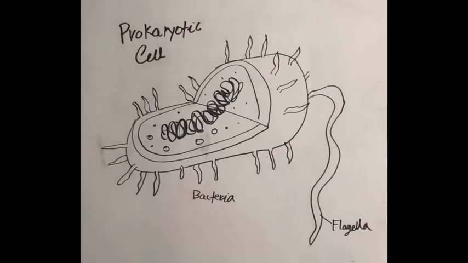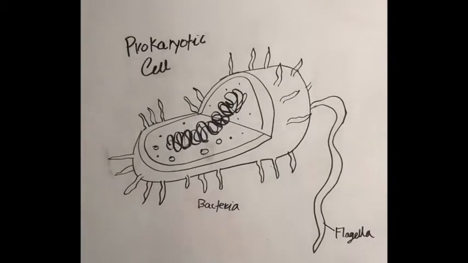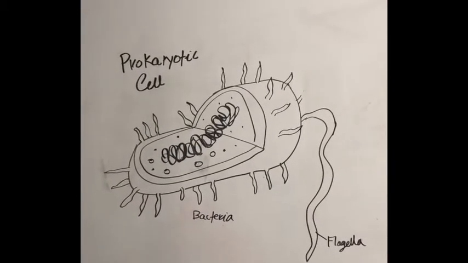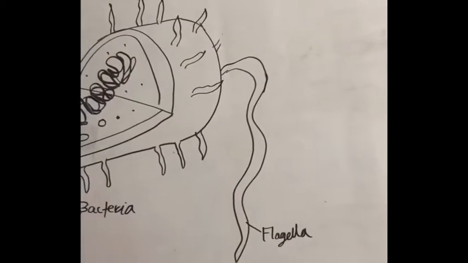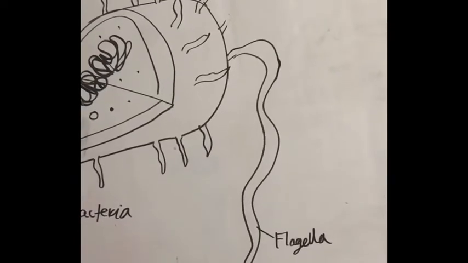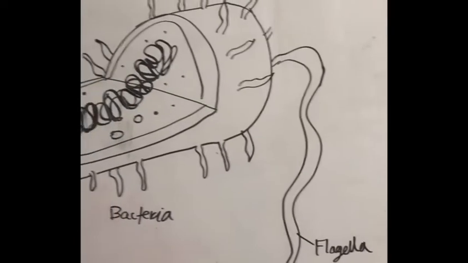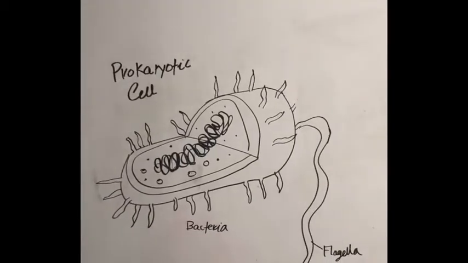Flagellum and cilia are essential for the mobility of a cell, whether prokaryotic or eukaryotic. The flagellum is much like a centriole with the 9 triplets, but the flagellum has a 9+2 arrangement to propel the cell.